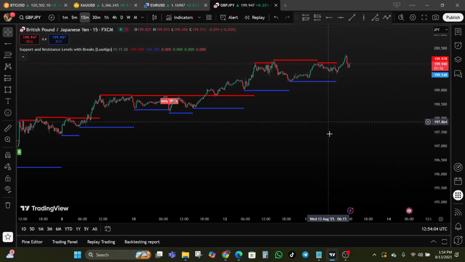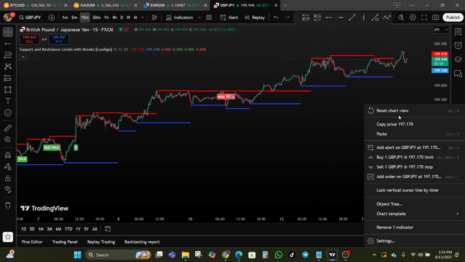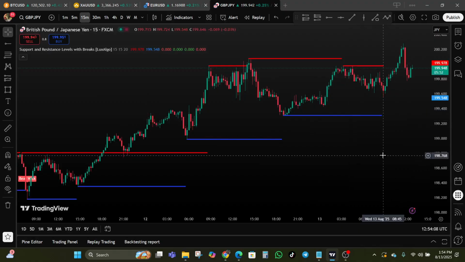Now, the Lux Algo support and resistance TradingView indicator is quite an effective indicator for traders who are looking for clear, automated market levels without the guesswork. So whether you trade Forex, crypto, or stocks, this indicator can help you better understand market structure and plan your trades more effectively.